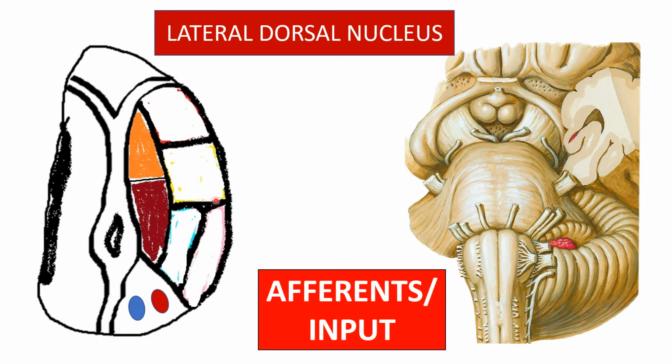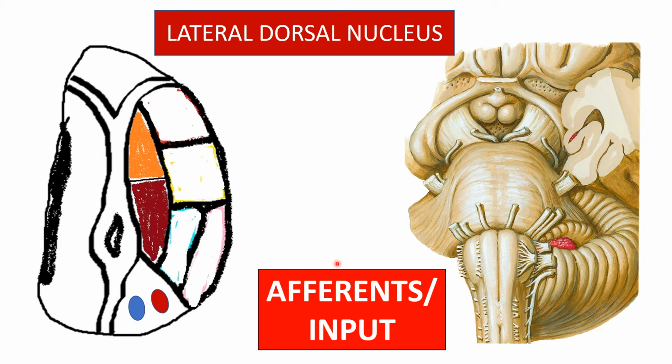Yes, let us see the lateral dorsal nucleus. There are two nuclei present. One is lateral dorsal and then the lateral posterior nucleus. These two nuclei come under the nuclei of the dorsal tier.